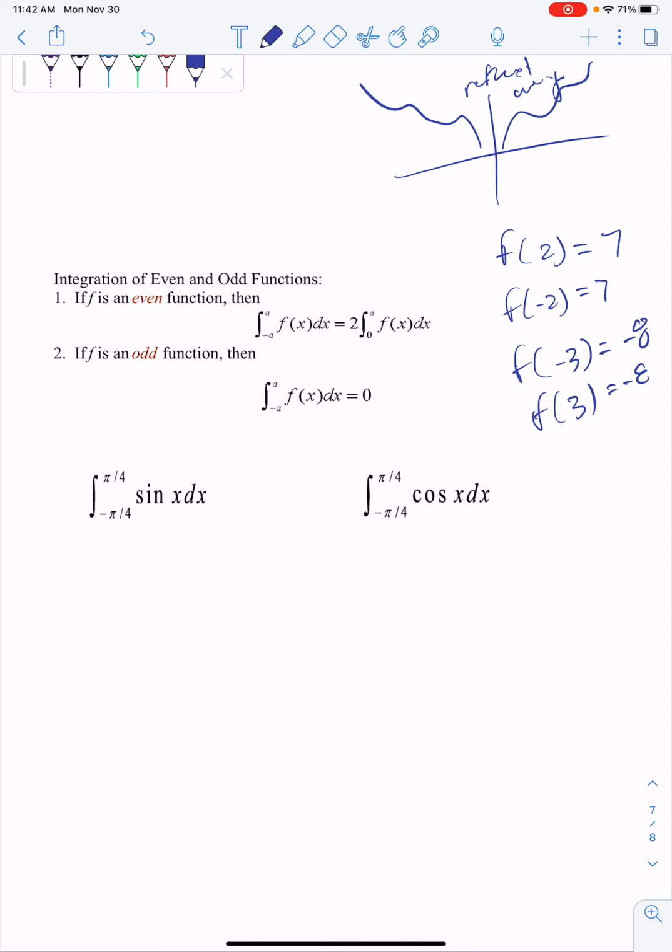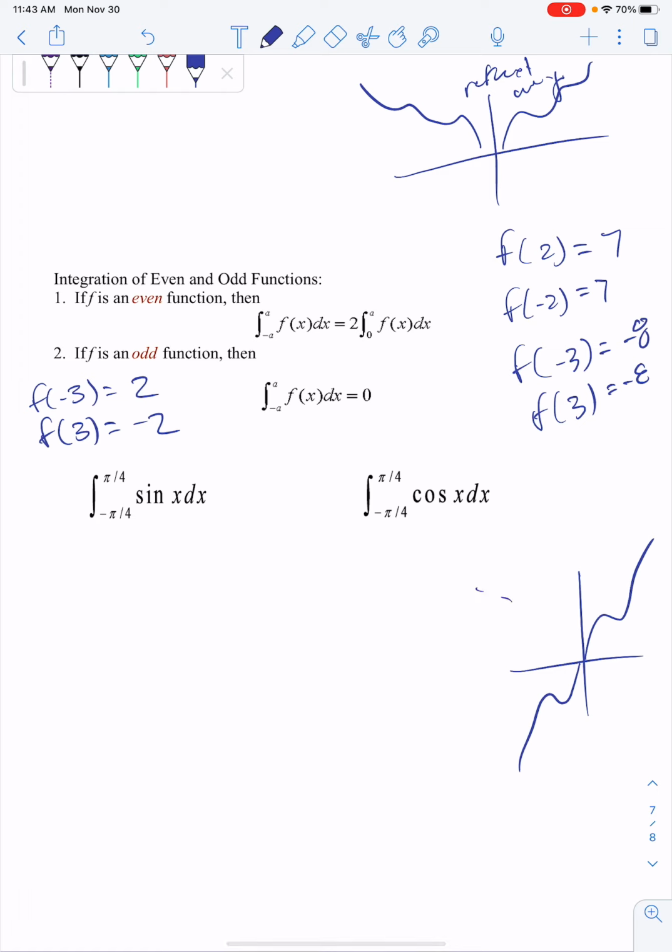An odd function, if I were to have f of negative 3 equal to 2, an odd function would tell me that f of positive 3 is equal to negative 2. So an odd function is reflected, instead of being the same up above, it's reflected below. So it's reflected over this y equals, well, what would that be? That would be negative y equals x.